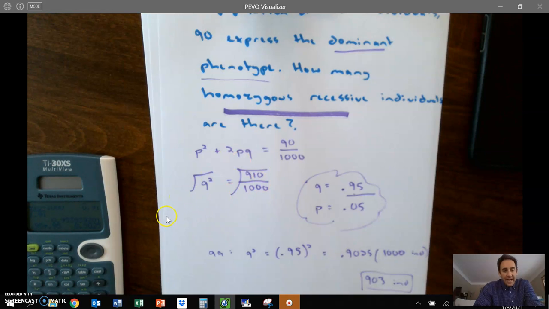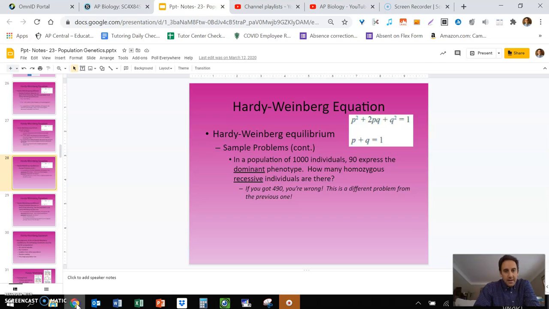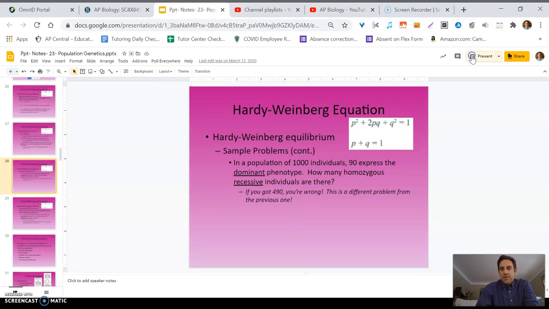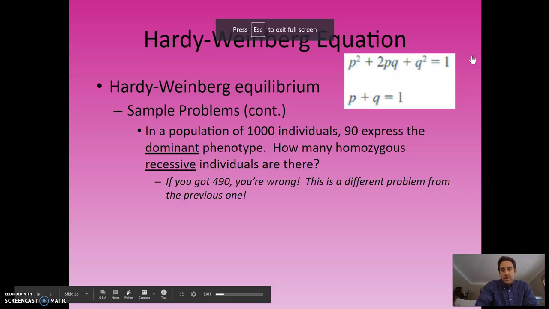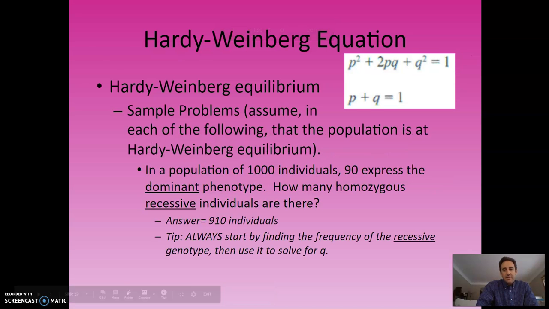So that is actually all that I wanted to say about the mathematics of the Hardy-Weinberg equation. Just like any time you're dealing with math, practice is important. There are some in the homework packet, and we're going to have a lab with some problems, so you're just going to have to do some practice. And again, remember, always start by finding the frequency of the recessive genotype, use it to solve for q, and then the problem kind of unfolds from there.